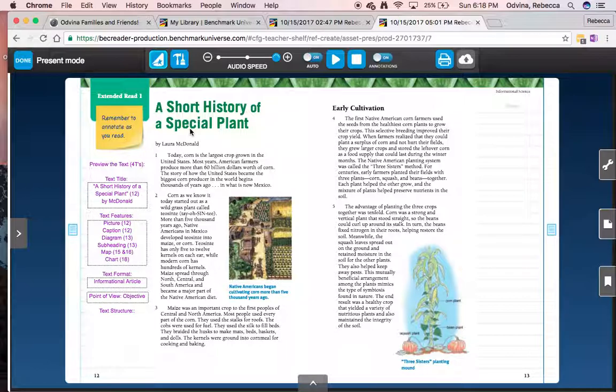So let's get started with reading it. I'm going to have the computer read to you the title and the first 3 paragraphs, and then we're going to go back and look at it together.